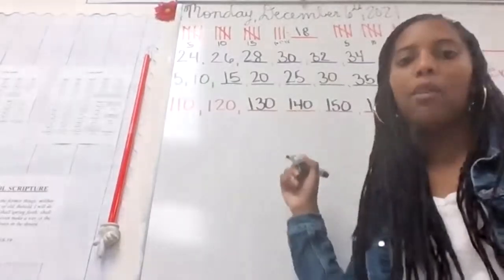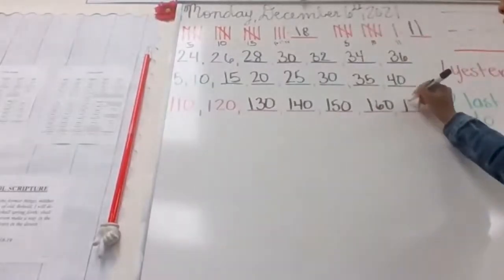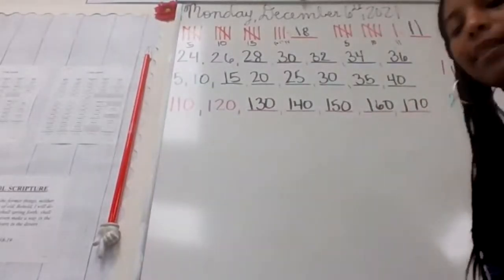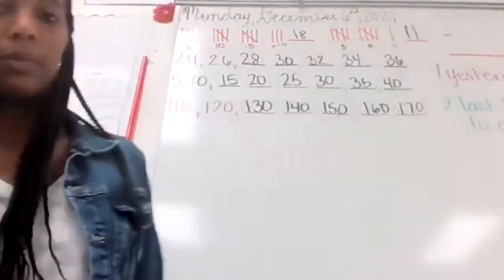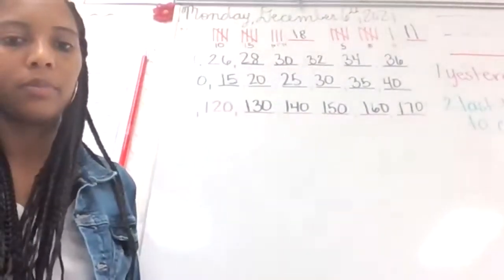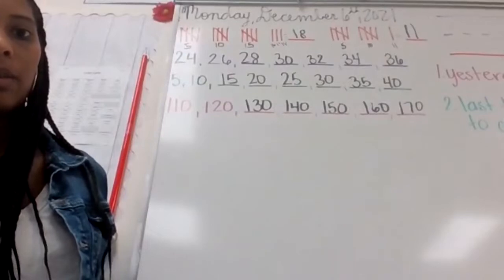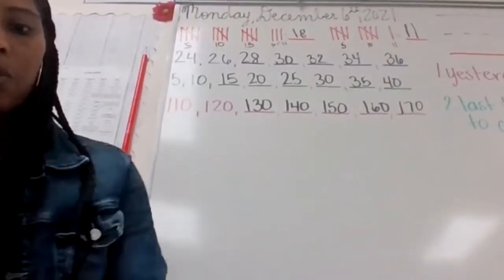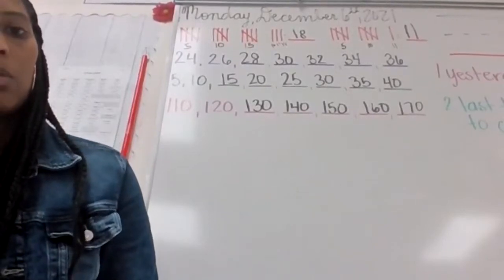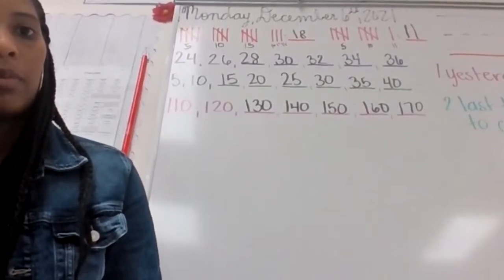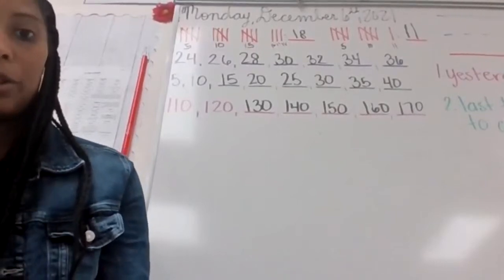After 160, I would say 170. So let's count by tens to 170, starting with 10. So 10, 20, 30, 40. After 190, you would say 200. That's your next 100. 200.